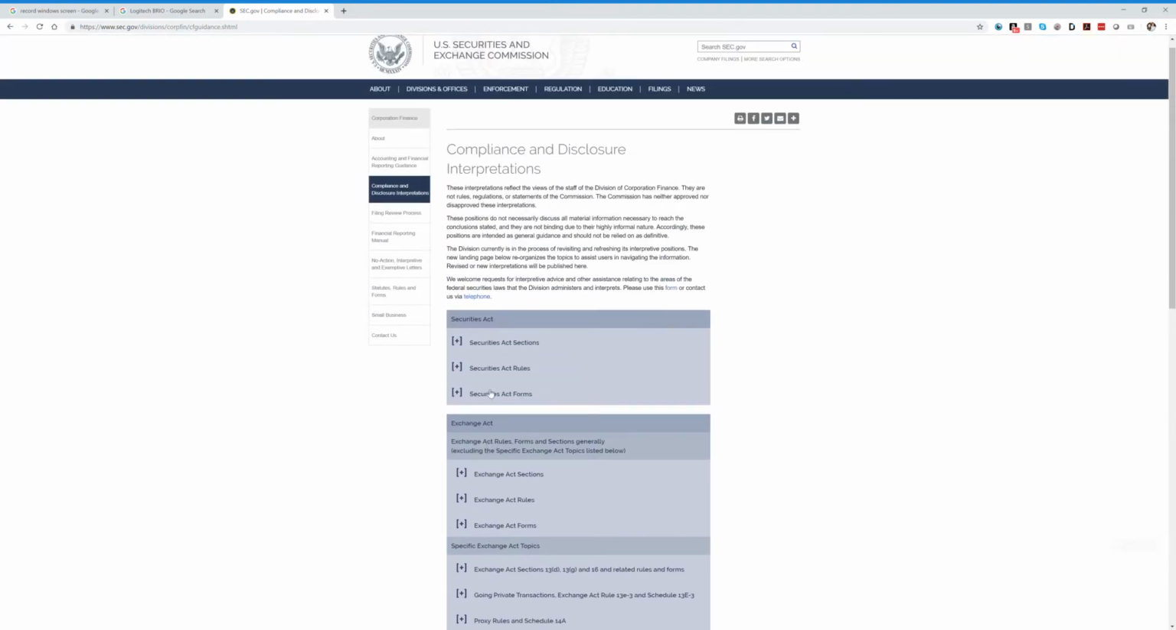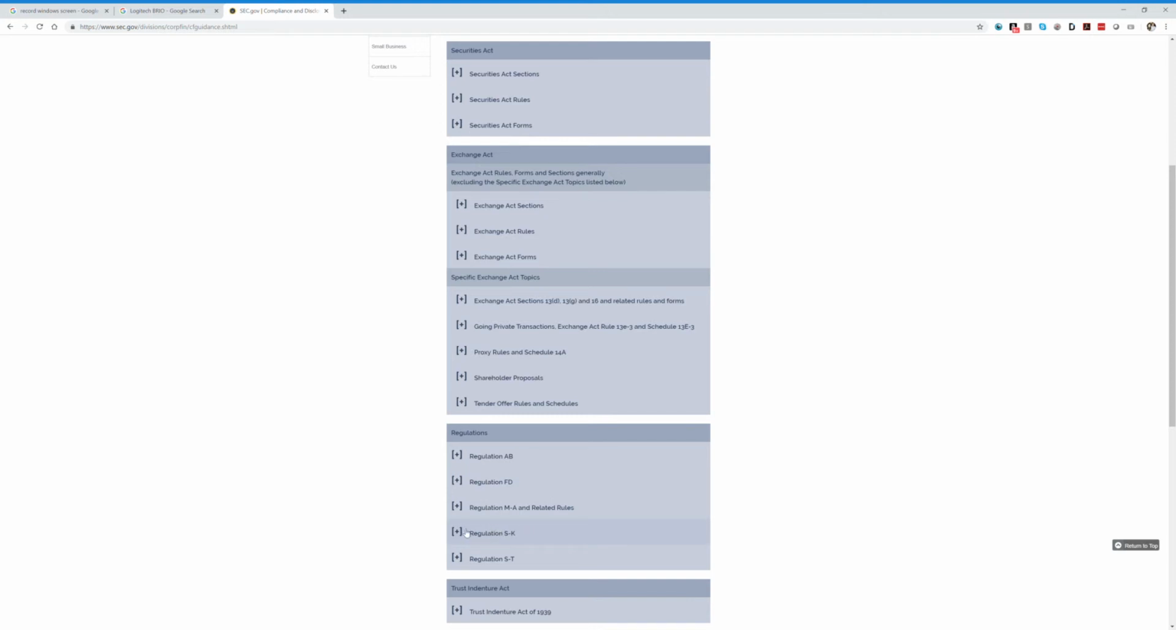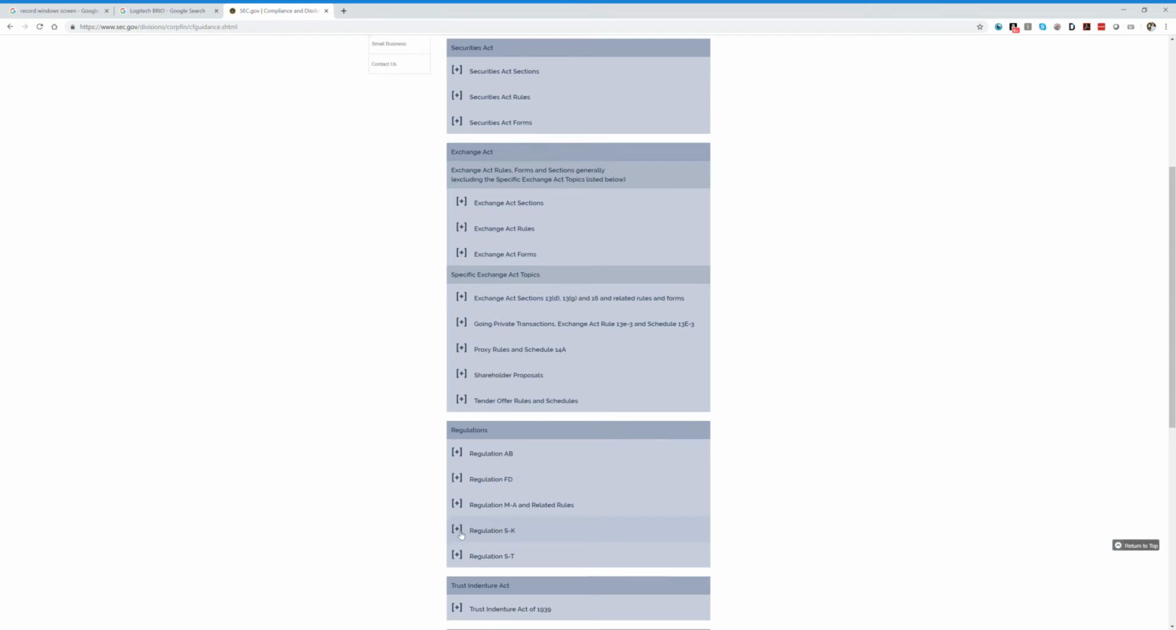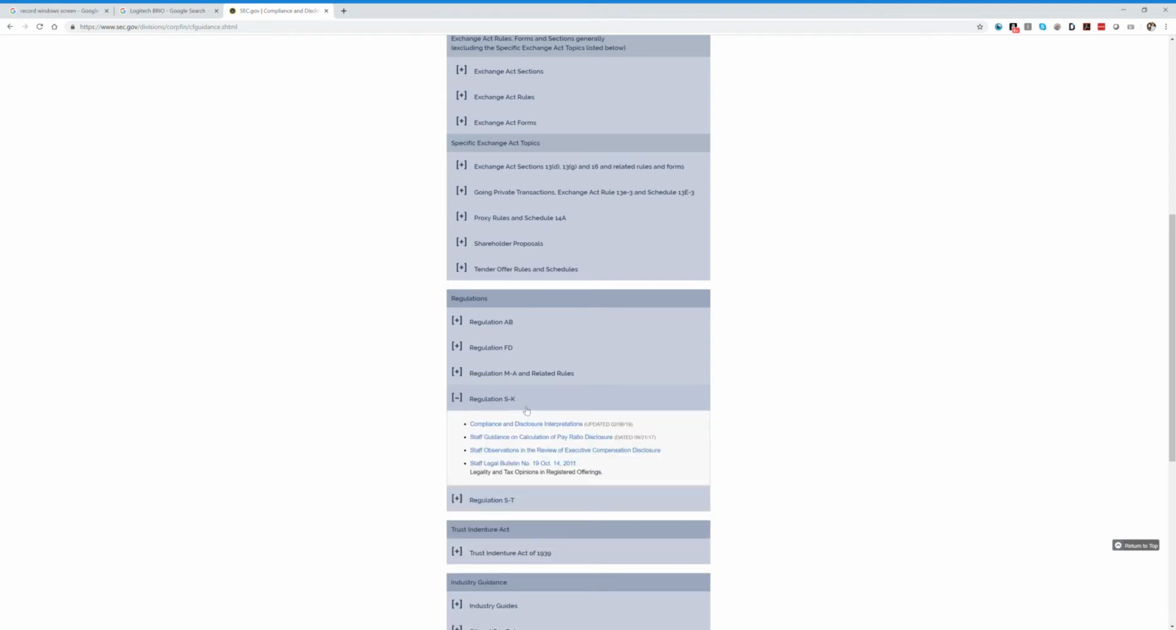So just as an example, if you were looking for guidance on how to interpret Regulation S-K, which is a disclosure regulation that provides information to disclose in Exchange Act filings and Securities Act filings, you would select here, and this would show you information on how to interpret Regulation S-K. And the first link here is Compliance and Disclosure Interpretations. It shows that it was last updated February 6th of 2019. So last updated earlier this year.